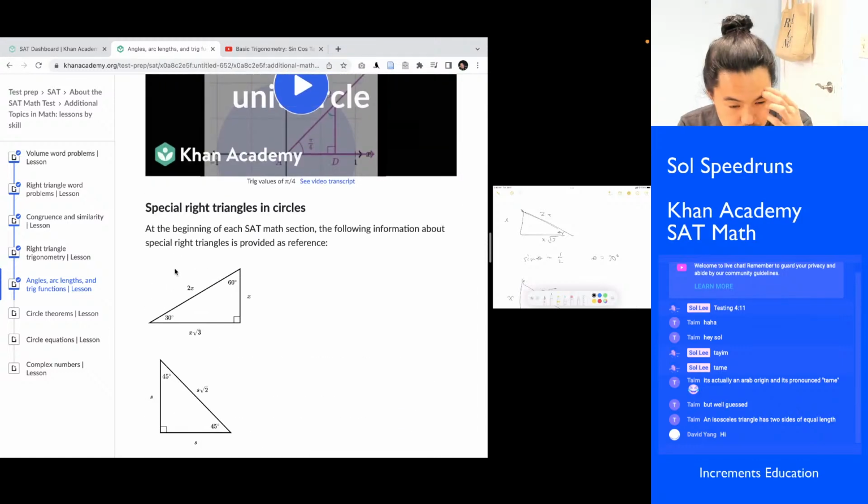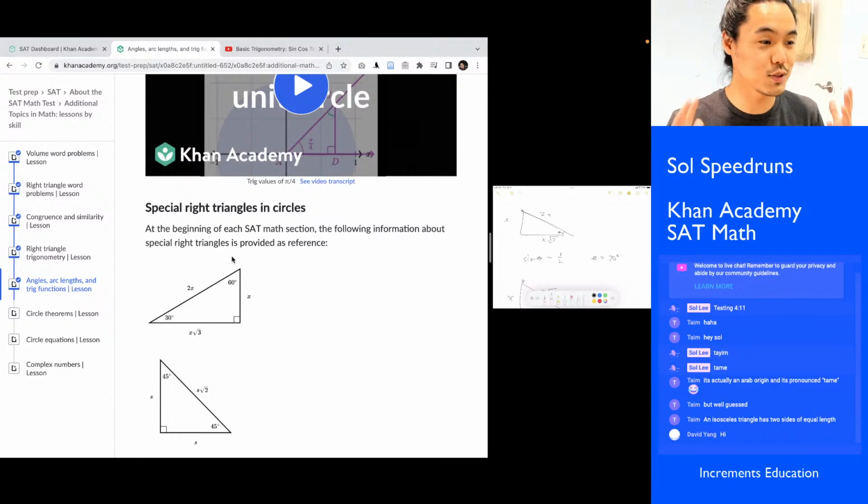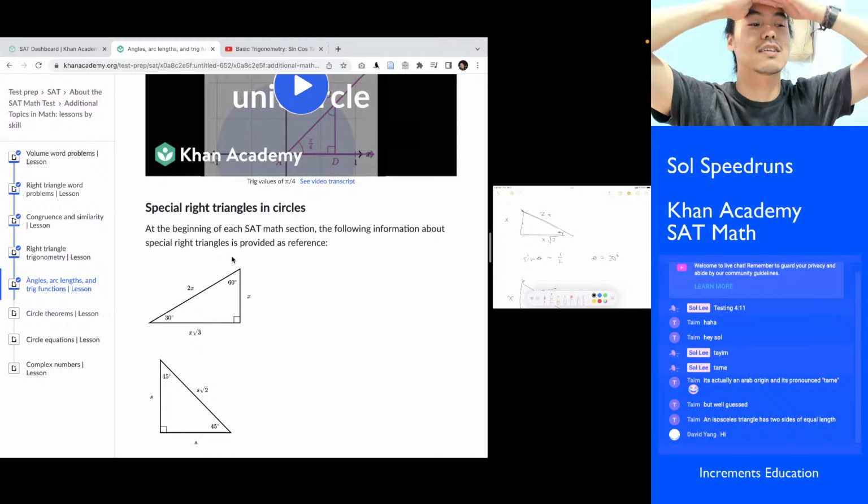Special right triangles in circles. Guys, I'm sorry, but I just have so little energy. I'm so exhausted. I'm gonna do the looking up thing again. Give me a second.